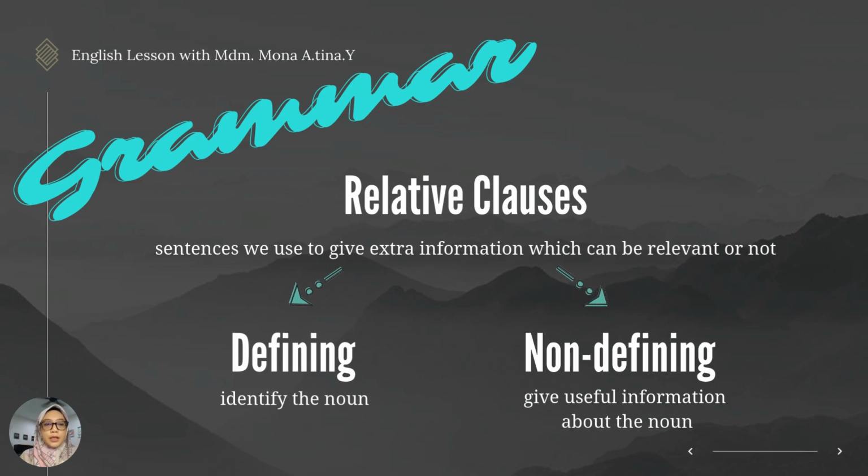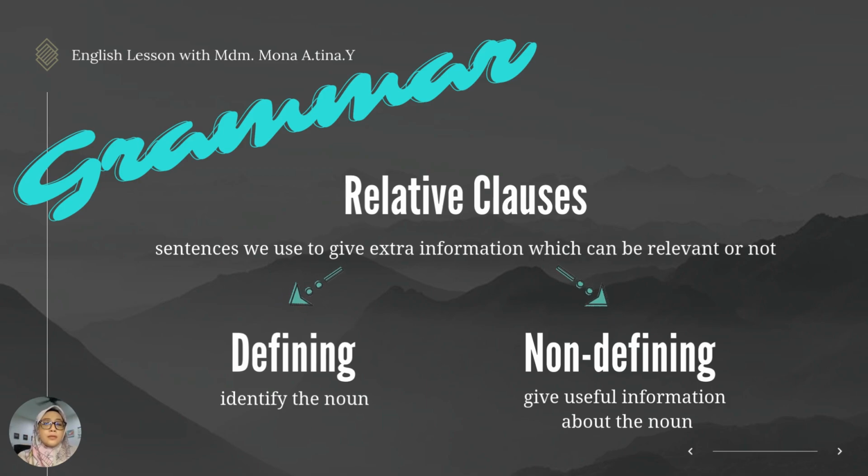Okay, today's grammar is on relative clauses. What is relative clauses? Relative clauses are sentences we use to give extra information which can be relevant or not. Okay, so basically, in other words, it's for us to elaborate on something. Kita nak elaborate, kita nak terangkan dengan lebih lanjut tentang sesuatu dalam satu ayat. Okay, and relative clauses can be divided into two types. One is the defining relative clauses, and the second one is the non-defining ones.